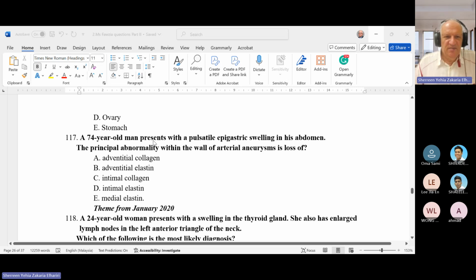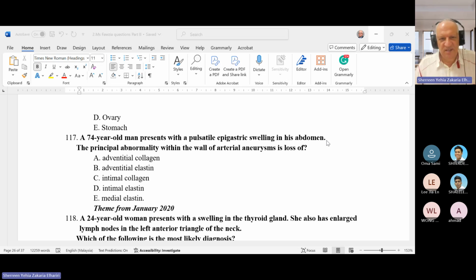74 years old man presented with pulsatile epigastric swelling in his abdomen. Of course, it is abdominal aortic aneurysm. He needs to ask about the principal abnormality within the wall of the artery. Of course, this is dilatation due to weakness of the muscle. And this muscle contains either collagen or elastin. This muscle is in the media. So it can be collagen, can be elastin.